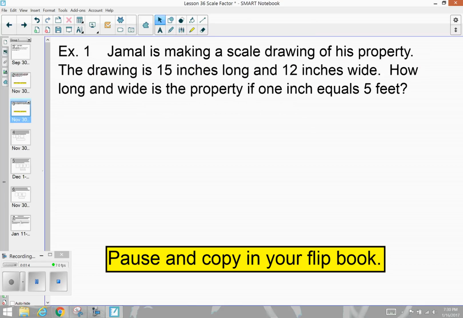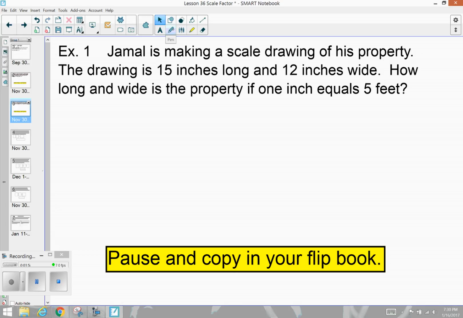Okay, let's do example number 1. Jamal is making a scale drawing of his property. The drawing is 15 inches long and 12 inches wide. How long and wide is the property if 1 inch is equal to 5 feet?